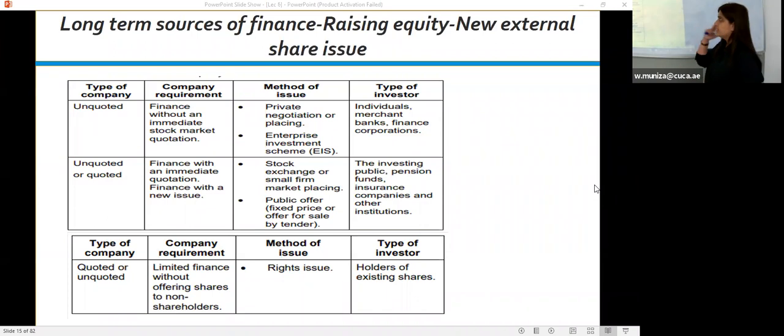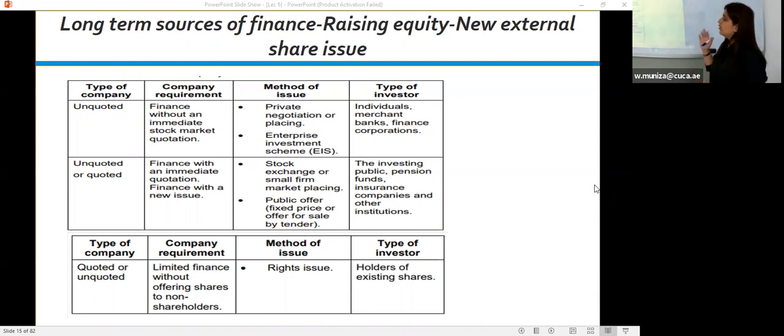Now, in the case of unquoted or quoted companies, their requirement can be finance with an immediate quotation, or finance with a new issue. In the case of an unquoted company, they cannot directly issue the shares to the general public, but a quoted company can issue the shares to the general public. They can finance with the new issue. Now, what is the method of issue? Stock exchange or small firm market placing. So an unquoted company can take the help of small firm market placing, and a quoted company can take the stock exchange as the medium of issuing the shares to the general public.